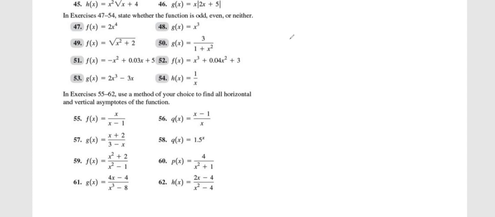If you are only being asked to state whether it is odd, even, or neither, then yes, you can use the symmetry of the graph. You know, and I know that I'm going to ask you for a proof. So we're going to do both. But it never hurts. Let's see here. Negative x squared plus 0.03x plus 5.